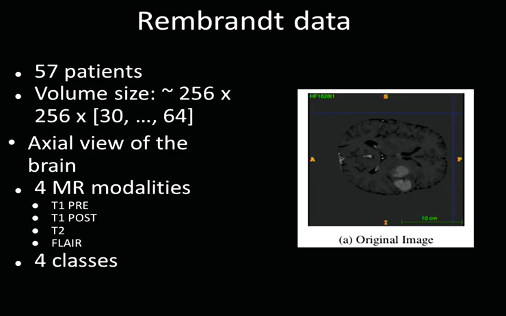So we essentially found a second cohort, which is the Rembrandt cohort, which is actually an older cohort than the TCGA cohort. And we were able to collect 57 patients that have multimodal MR images. The volume size of these images is different. We also had the actual view of the brain, and we had the 4 imaging modalities. And then we had 3 radiologists essentially develop a consensus annotation of these tumors to collect ground truth.